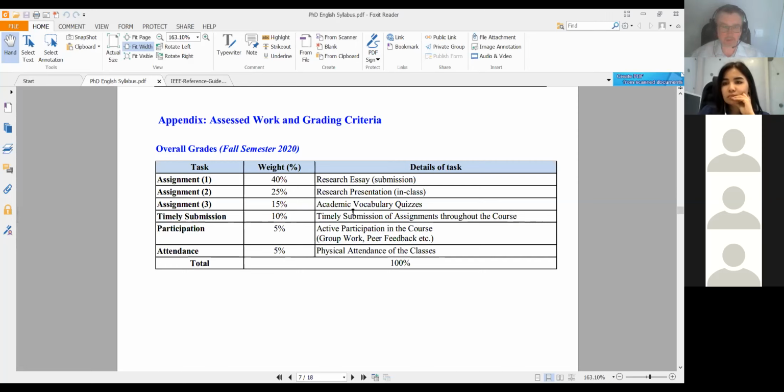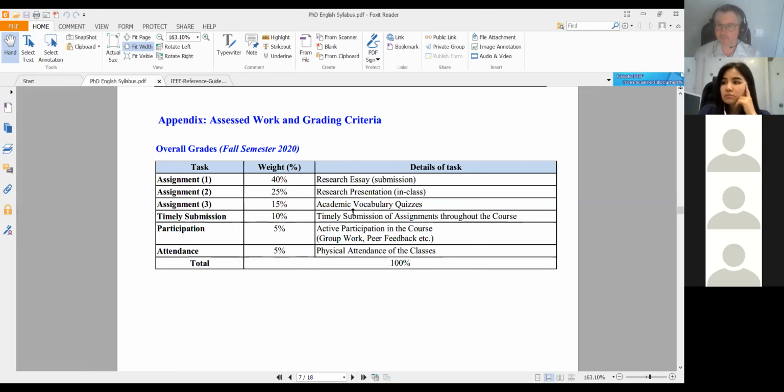Right, about referencing. Your essays have to have the reference list, and those references have to be as per IEEE referencing style, which, if you're not familiar with it, we're going to discuss today. So this is about your research essay. This is the biggest, most important assignment.